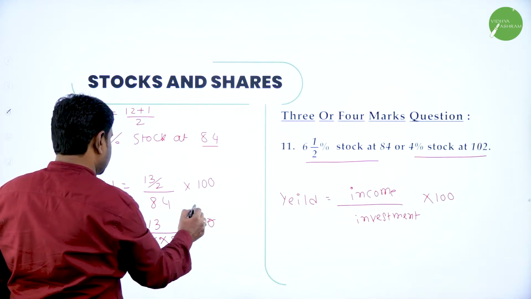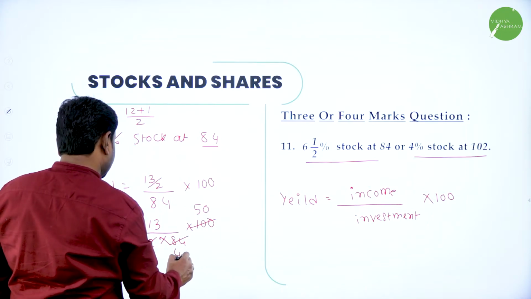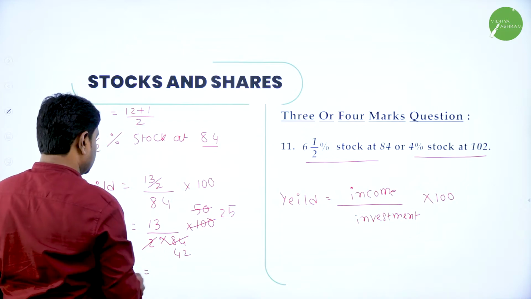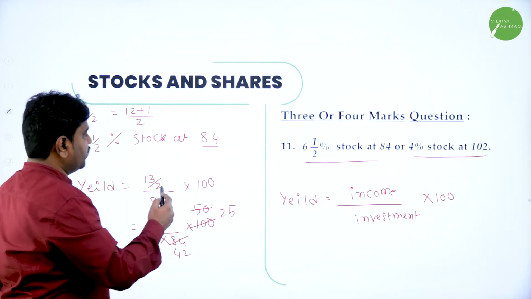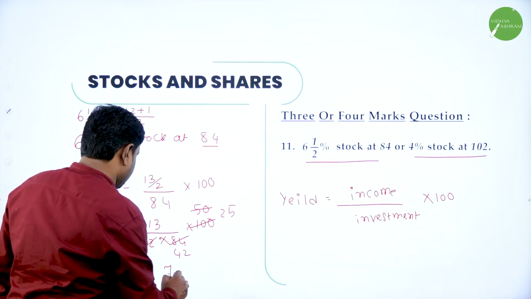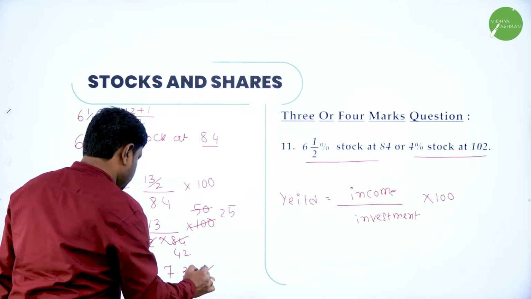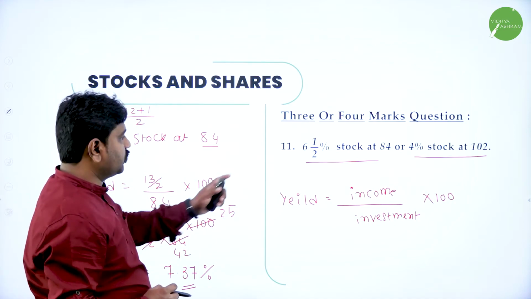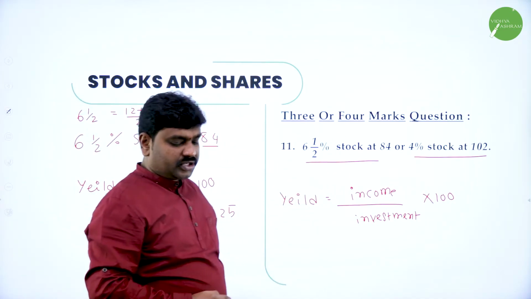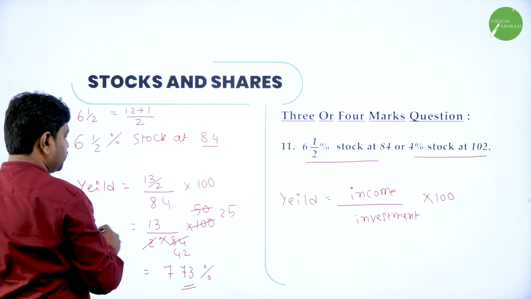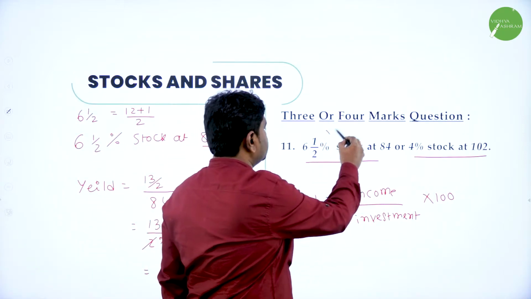Simplify this further, substituting 84, and we'll get 7.73. You can use a calculator to do this so that you will not make any error. So you'll get the yield for 6 1/2% stock at 84. How much did we get? We got 7.73%. So now we'll go to the next case.